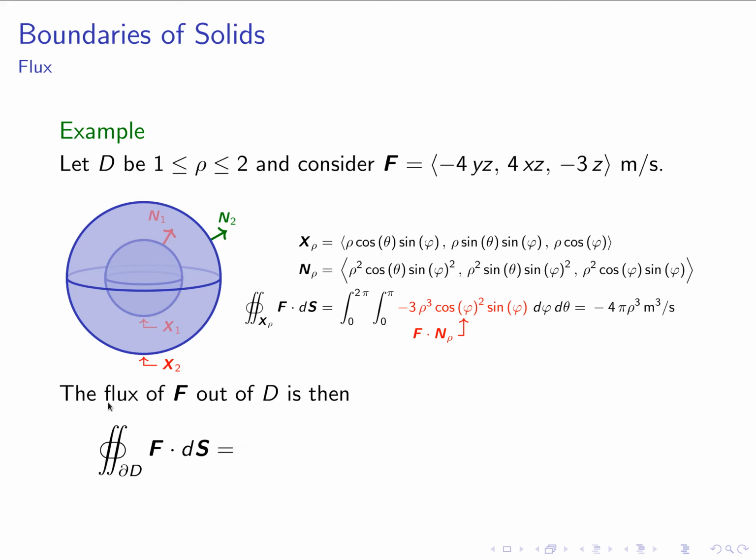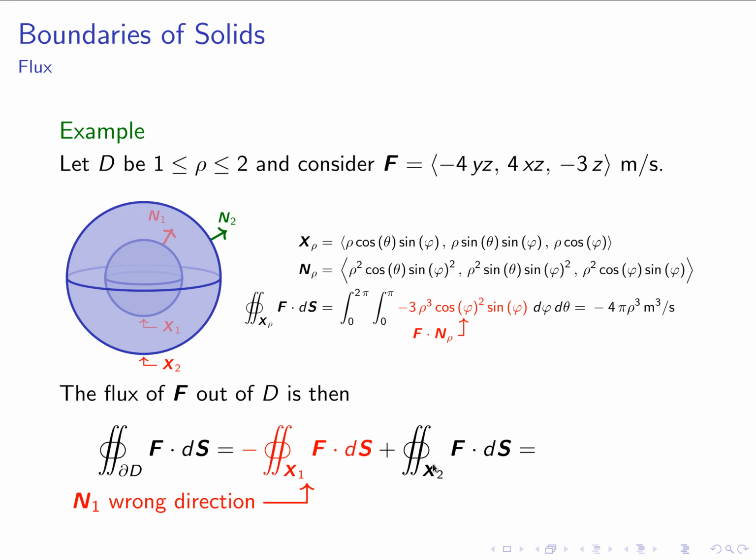So now, if I want to calculate the flux of this vector field out of the domain, the correct symbol here is the double integral over the boundary of our domain of F dot dS. And according to our two parts of our boundary, we should subtract the flux over the inner surface and add the flux over the outer surface. We have to subtract off this first part of our flux because our choice for our normal vector for the inner boundary surface points in the wrong direction.